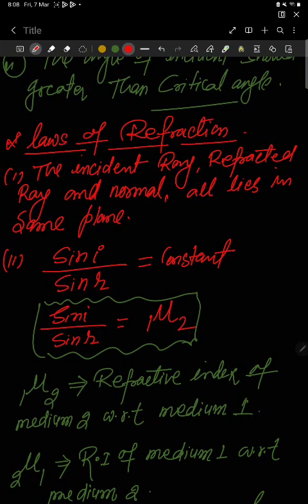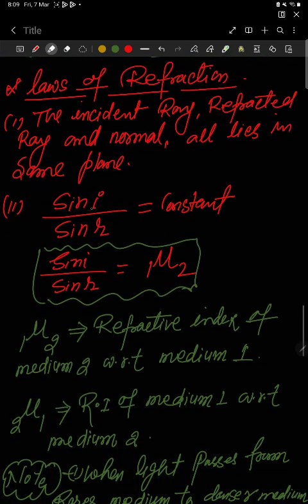Okay, so there are two laws of refraction. First law says that the incident ray, refracted ray and normal all lie in the same plane. Okay, it is same as laws of reflection. Then the sine of angle of incidence, sine i means angle of incidence, divided by sine of angle of refraction. So the ratio of sine of angle of incidence to the sine of angle of refraction is constant. This one is the second law.